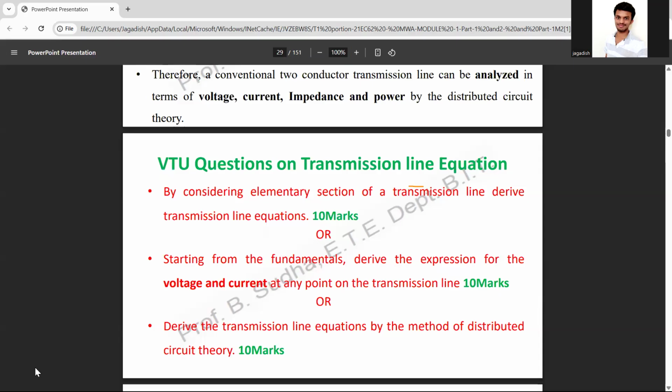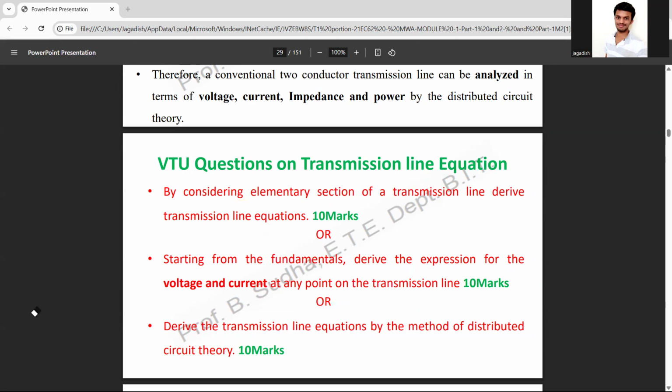Transmission line equation. VTU questions on transmission line equations, how are they asking? They are asking: by considering the elementary section of a transmission line, derive the transmission line equation. If they give this question, you have to derive whatever I am teaching now. Starting from the fundamentals, derive the expression for the voltage and current at any point on the transmission line. That is also 10 marks. Derive the transmission line equations by the method of distributed circuit theory. Whatever they ask, the same answer you are supposed to write.